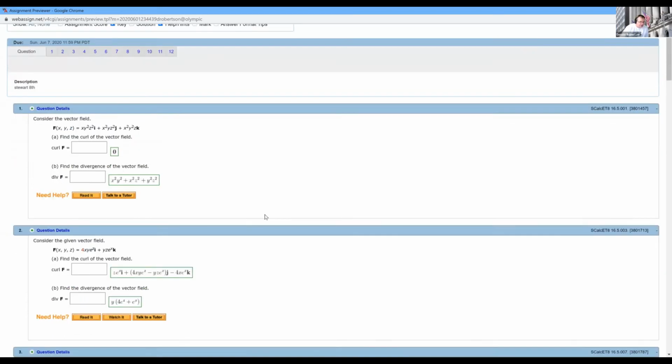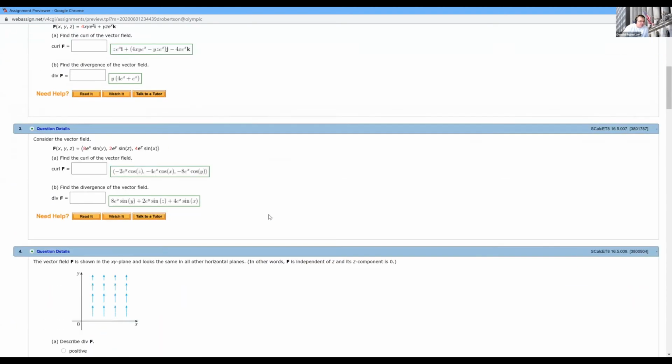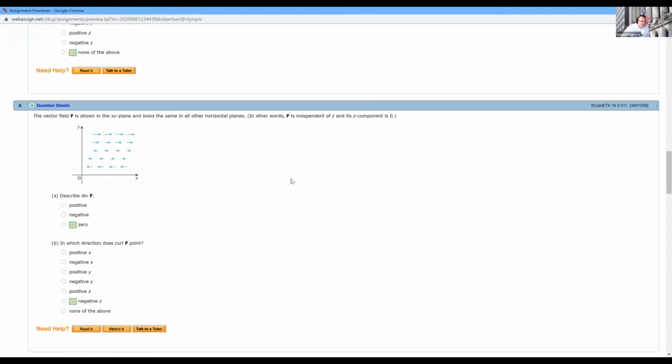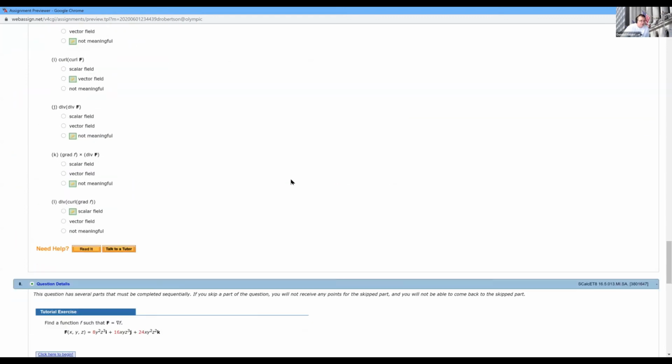Read, think about question 2, question 3. Question 4's got a picture. The vector field F is shown in the XY plane and looks the same in all horizontal planes. In other words, F is independent of Z. So I guess what they're saying is, can you imagine this being a column going upwards? They describe the div of it, and then they ask you, in which direction does curl of F point? And it doesn't point in any, because this would be 0, 0, 0. It'd be a flat plane. And there's another one like that.